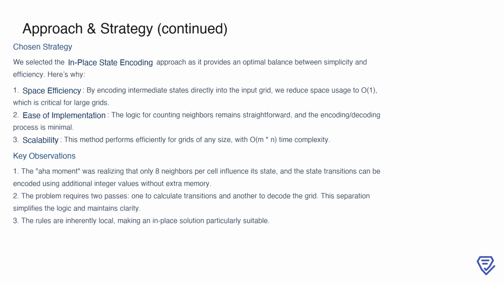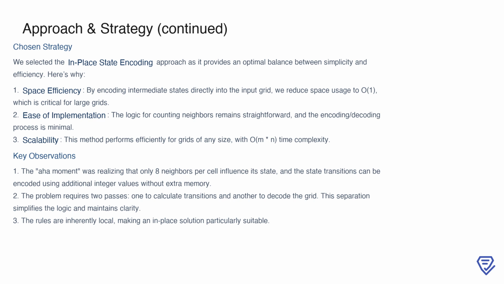By encoding intermediate states directly into the input grid, we achieve a space complexity of O(1), which is crucial for handling larger grids. The implementation remains relatively simple, as counting the neighbors follows the same logic as other methods, and the encoding and decoding steps are minimal. Furthermore, this approach scales well, maintaining an O(m*n) time complexity regardless of grid size.